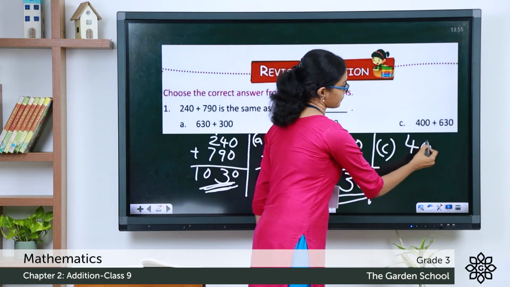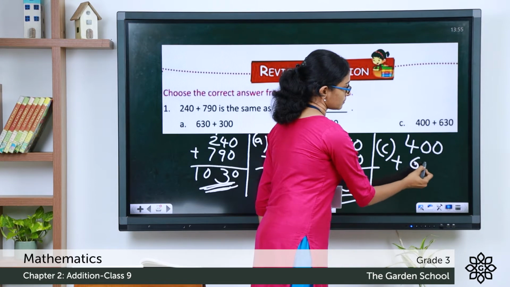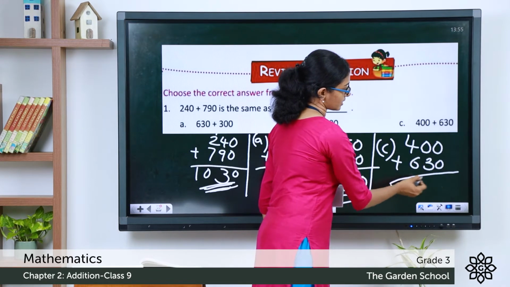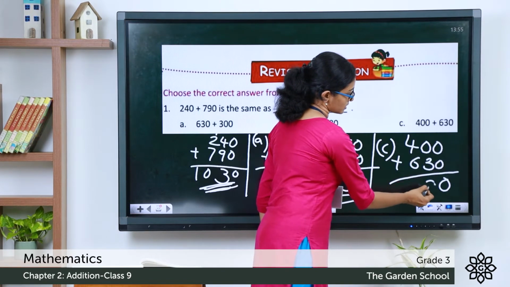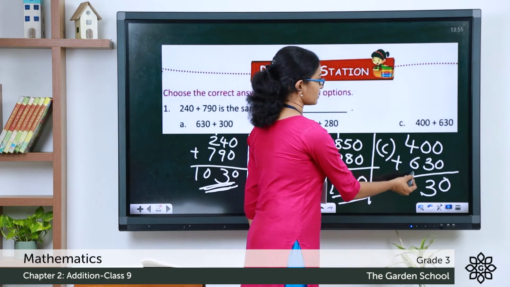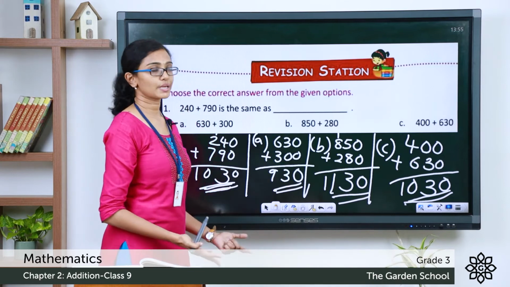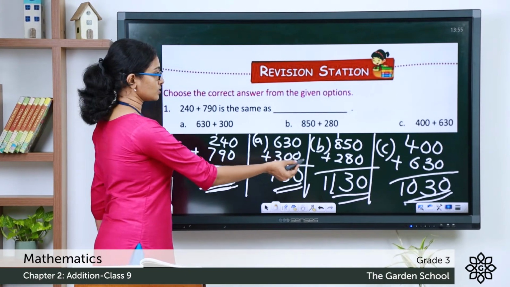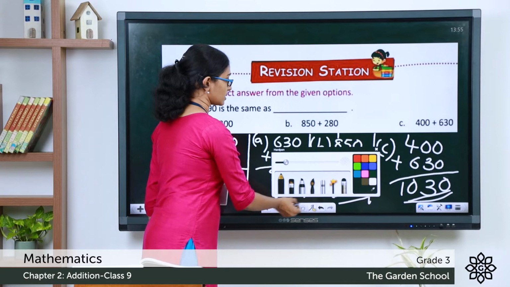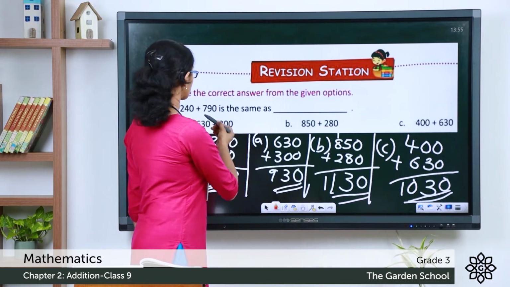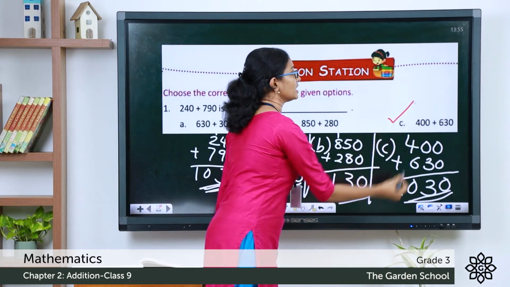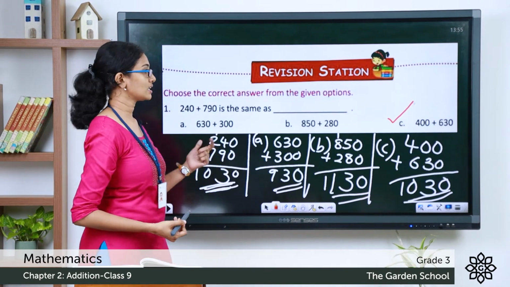Let's do the sum. 400 plus 630. 0. 3 plus 0 is 3 itself. 6 plus 4 is 10. Yes. Here we have the sum which is the same as the given question. So, the correct answer or the correct option for question 1 is option C, 400 plus 630.